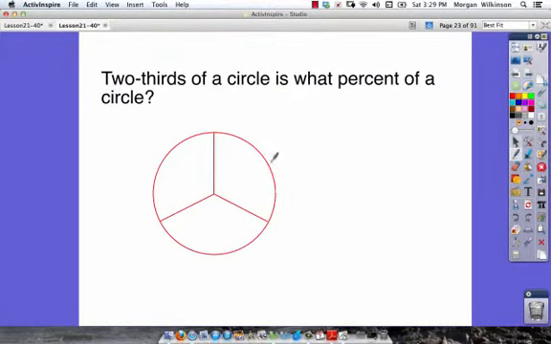2/3 of a circle is what percent of a circle? So if we have this one, let's say we color in 2/3 with dots. Here's 1/3. And here's 2/3 that are colored in with dots. Now what percent of a circle is this? Well, what we know is that in a circle of thirds, we have 1/3 here, 1/3 here, and 1/3 on the bottom. 1/3 is exactly the same as 33 and 1/3% all the way around.